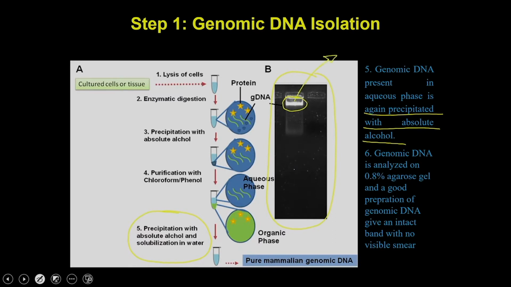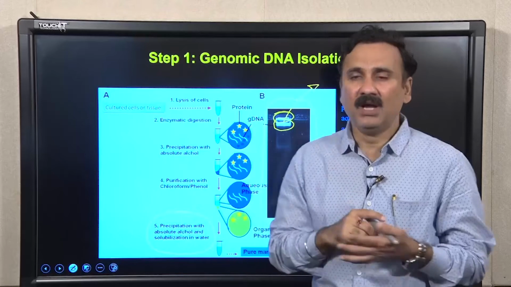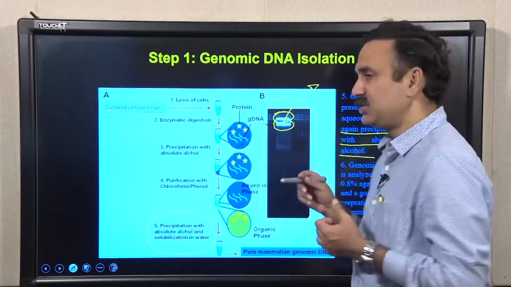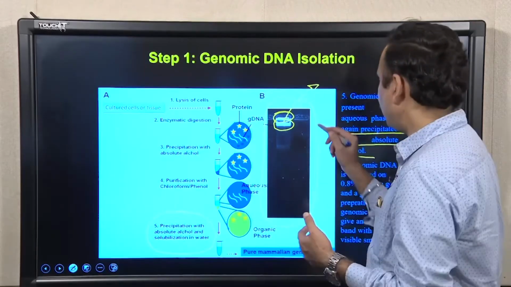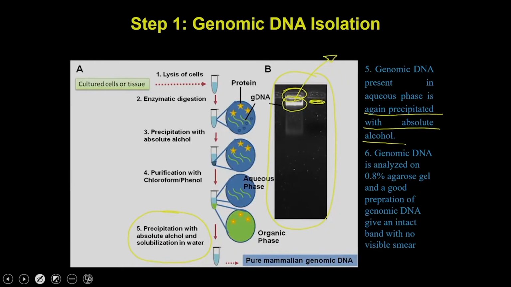Remember that genomic DNA is a very high molecular weight DNA, so it is not going to run very fast. It is going to run very close to your well, and it is going to give you a single band. If you have any kind of contamination, or any kind of problem with the purification, what will happen is that instead of the intact band, the genomic DNA is going to give you a smear.